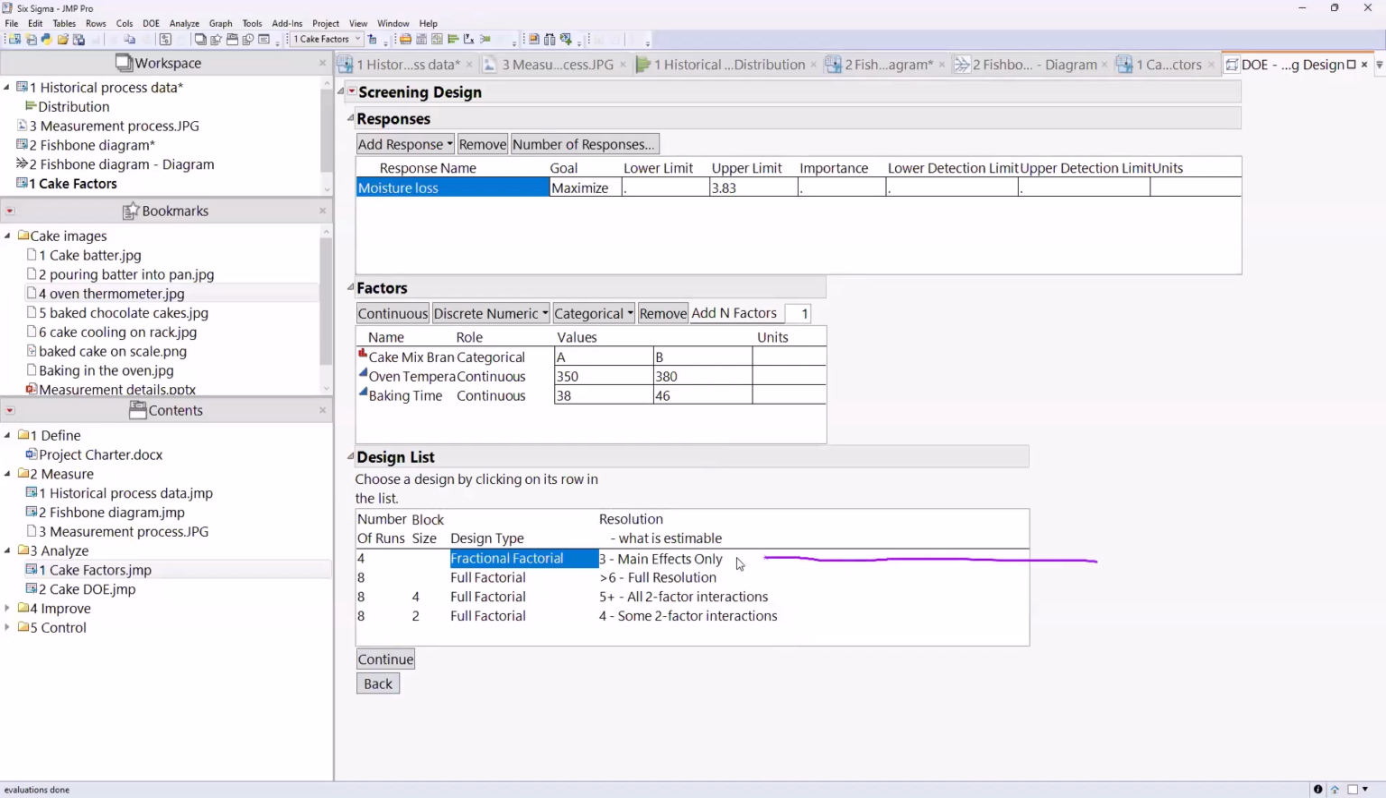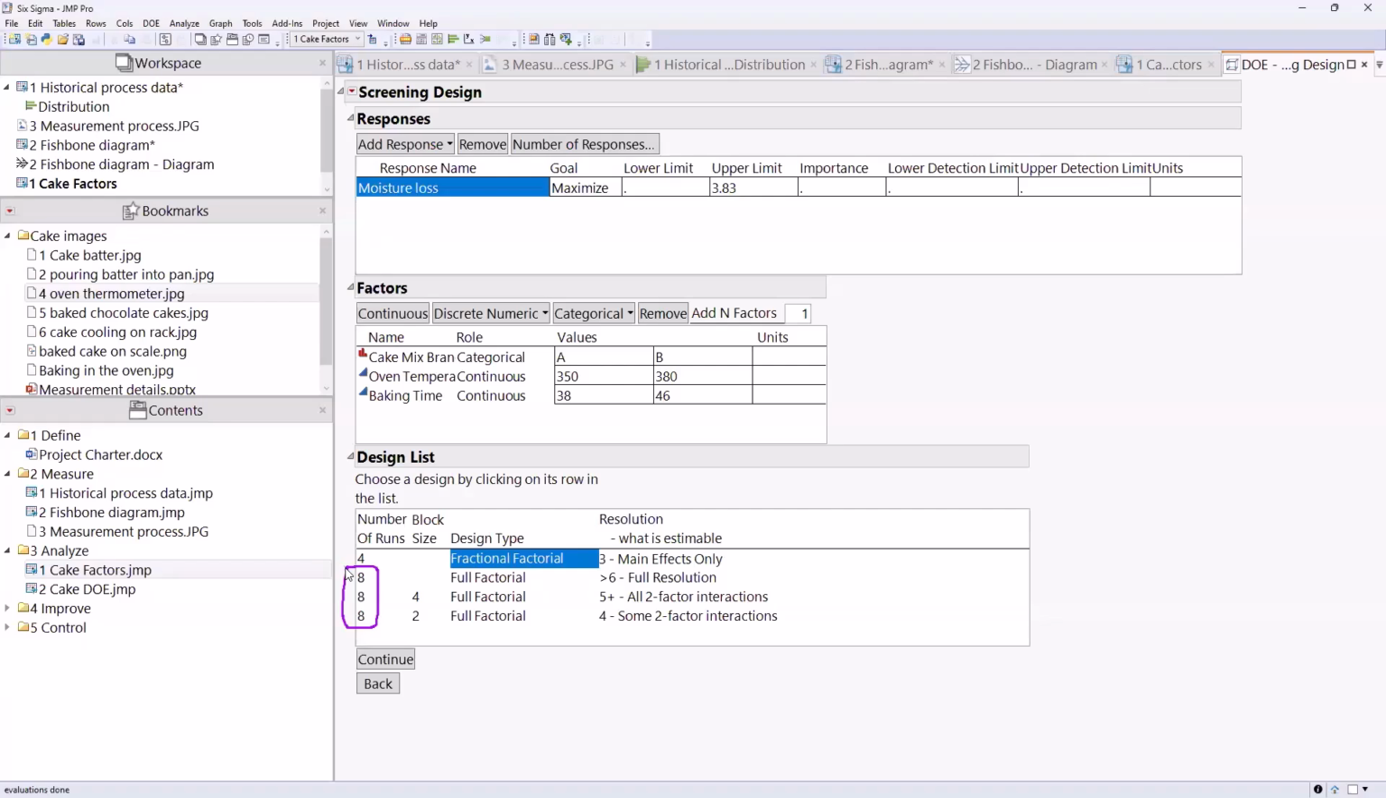So the first option, I already know I don't want, a main effects only. So we're going to leave that out. Here on number of runs, this is going to be the number of cakes I'm going to have to bake. So I already know the first design is no good. And so I'm going to have to bake at least 8 cakes. So maybe now you see why I need to have a block.